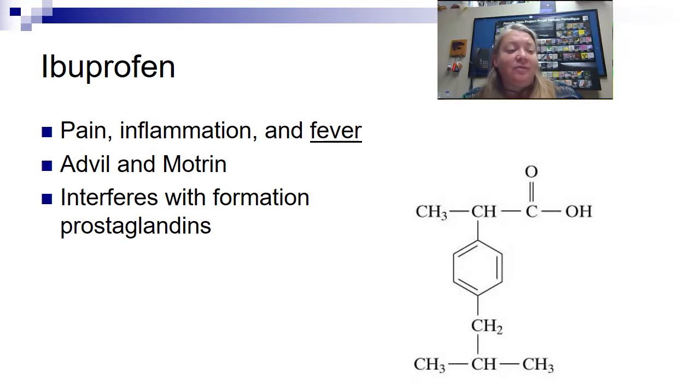Now, this was first developed back in the 1960s, in the early 1960s, by a guy named Stuart Adams of the UK, and he was trying to find an alternative to aspirin for relieving arthritis issues. It was originally only obtained by prescriptions until 1984. So after 1984, you could buy it off the shelf. But before that, you had to have a prescription.